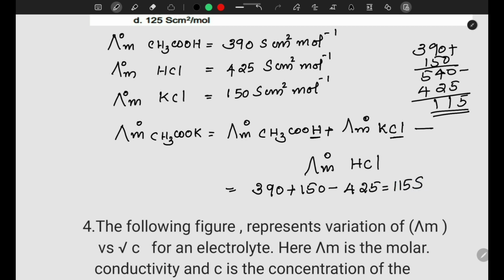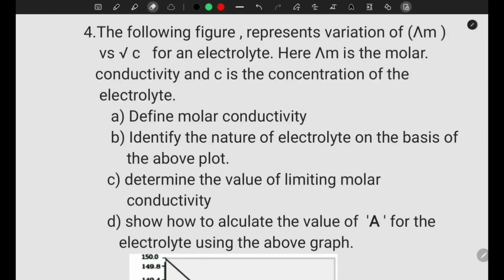115 Siemens centimeter square mole raised to minus 1. The following figure represents variation of molar conductivity versus square root of concentration for an electrolyte. Here lambda m is the molar conductivity and C is the concentration of the electrolyte. Define molar conductivity, identify the nature of electrolyte on the basis of the above plot, determine the value of limiting molar conductivity, show how to calculate the value of A for the electrolyte using the graph.